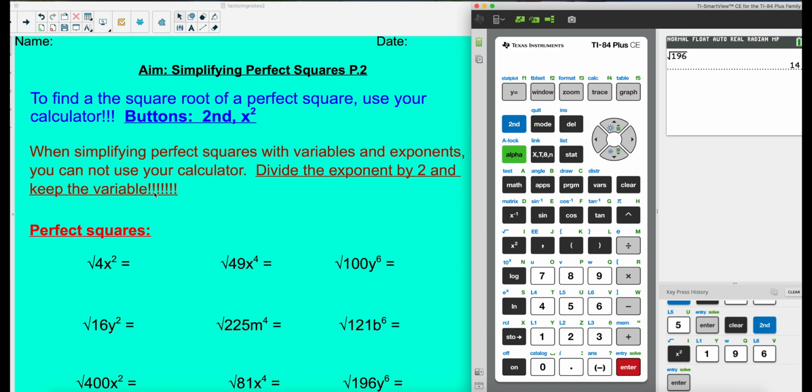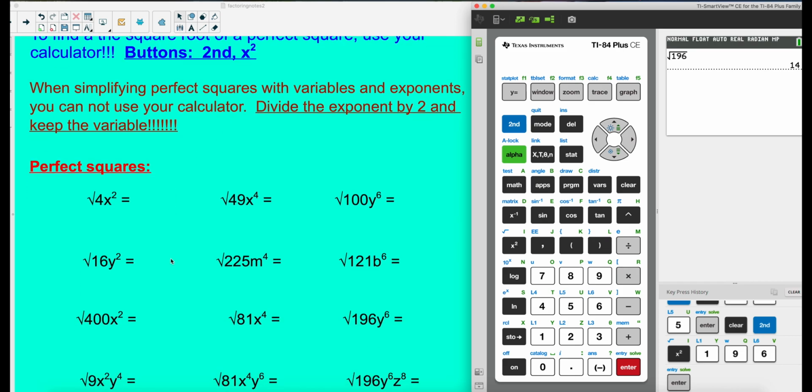And now remember, when you have variables and exponents like x squared, y squared, x to the fourth, b to the sixth, you cannot really use the calculator for that. But what we say is, when you have the variables, you always keep the variable, and then divide the exponent by 2. So now we're going to put all of that together into one perfect square today.